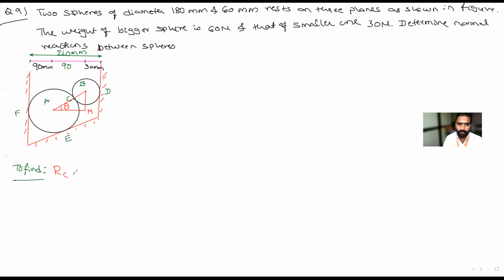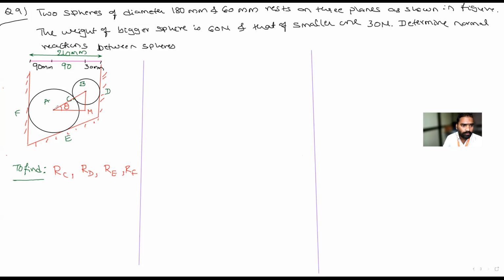Now you can write what I need to find out. RC value I need to find out. Next RD value, next RE value, next RF value. All these points I have to find out. Step by step we will solve. Tell me, first how to find out the theta value.